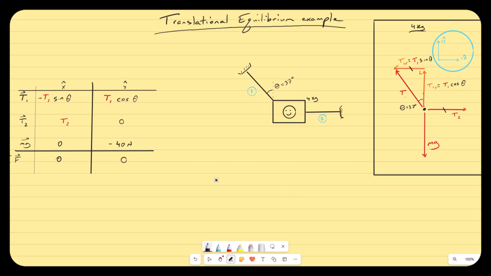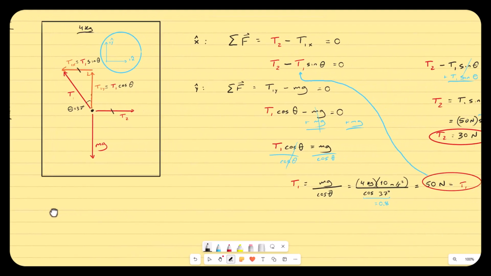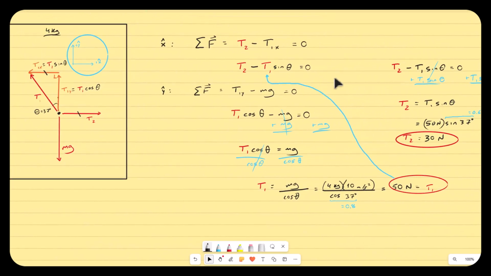So if you like splitting up your vectors in a table sort of format, this will work out fine for you. If you would rather just say, I'm going to work in the x direction first, do what I can do there, then work in the y direction, do what I can do there, and put them together, that's completely fine too. They are just two different ways of organizing the exact same thoughts.